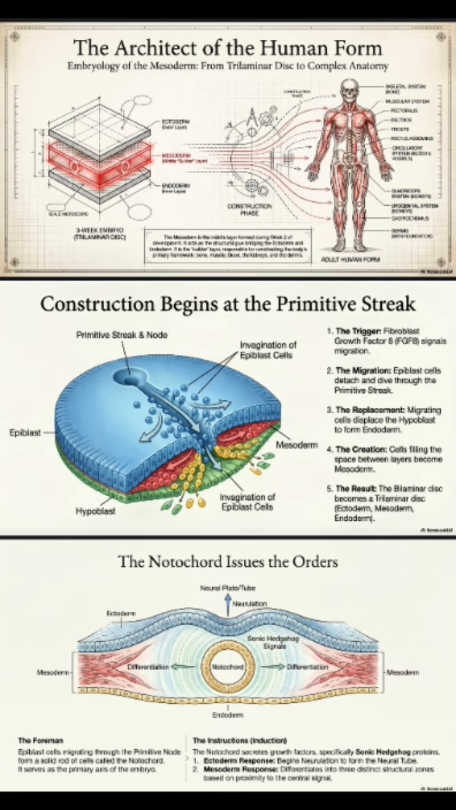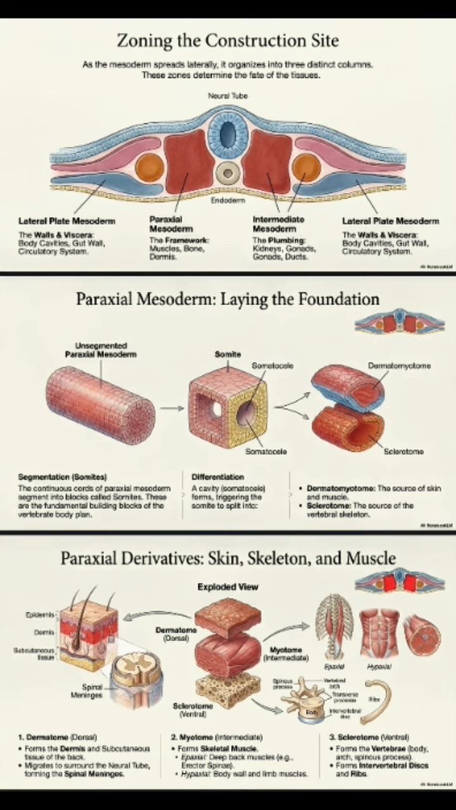Now there is this structure known as the notochord. We talked about it in our gastrulation video. It produces chemicals, and one of these chemicals is sonic hedgehog signal. This creates a gradient that tells the mesoderm how to differentiate. Due to this chemical gradient, the mesoderm divides into three sections.